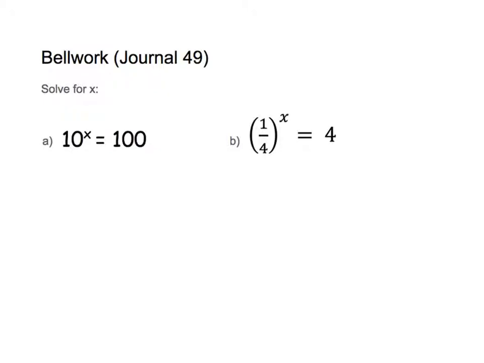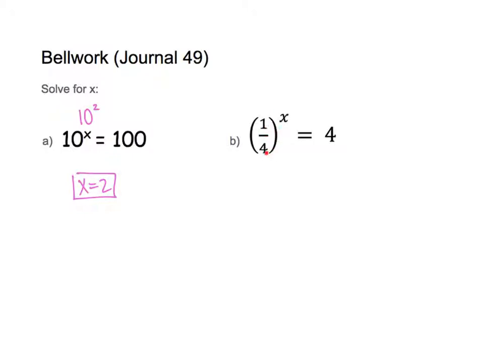Well, if we think about it, it doesn't take too long to figure it out. 10 squared, or 10 times 10, equals 100, right? So in this case, x must be 2. So we're trying to find the exponent here that makes the other side true. Like this one here is a little bit tricky.